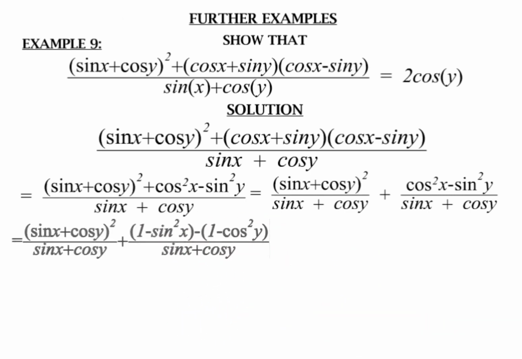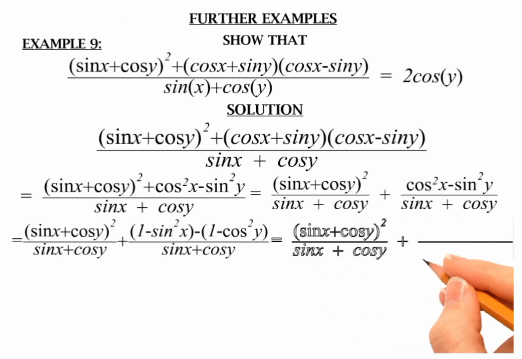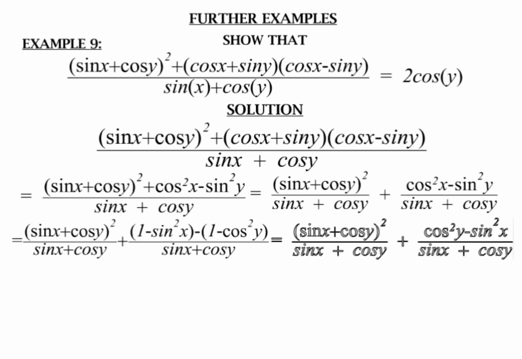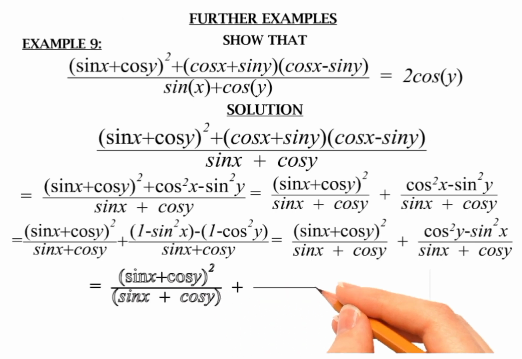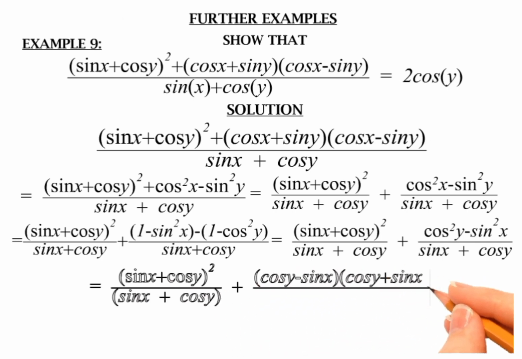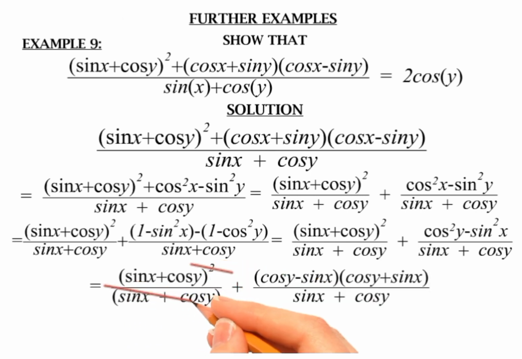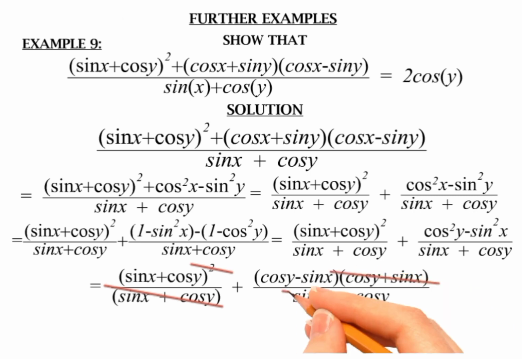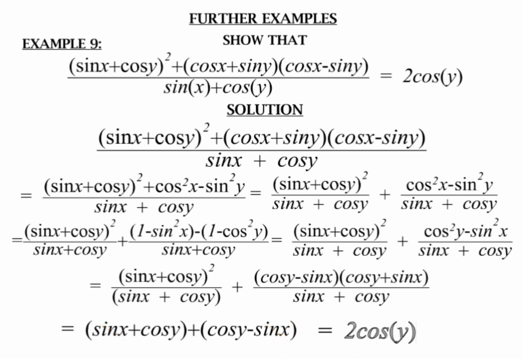One cancels out, and we are left with the difference of two squares. From here, we take the difference between the squares conveniently, and we simplify. Follow the steps keenly. Sin x plus cos y cancels out from the expression. Now, by collecting the result, we have sin x plus cos y minus sin x. Hence, the result becomes 2 cos y, and the proof is complete.